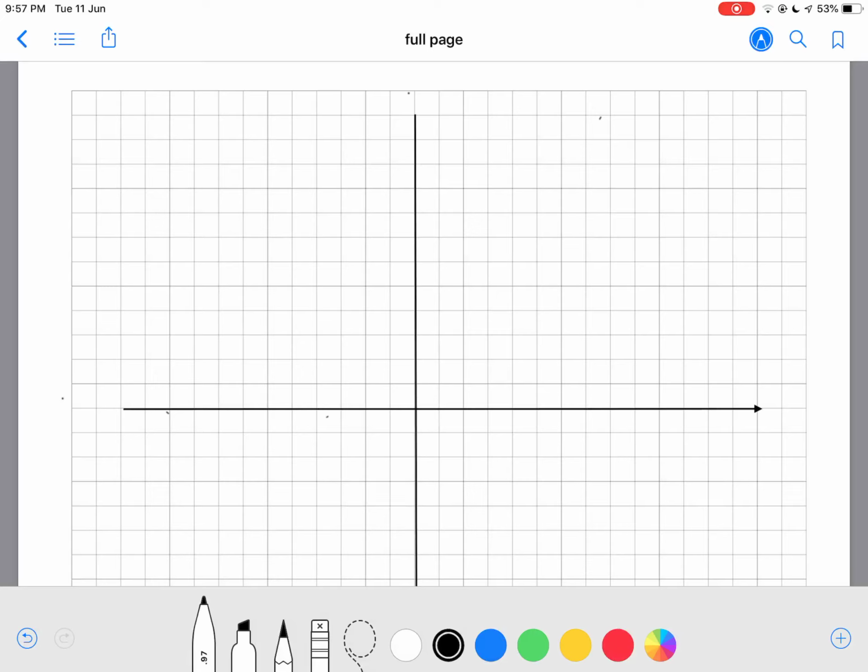Hey guys, welcome to the What You Need to Know for the Graphs Internal Part 3. For this part, we'll be covering all the translations and moving the graphs, okay? So this is typically the merit and excellence part of the internal, okay?